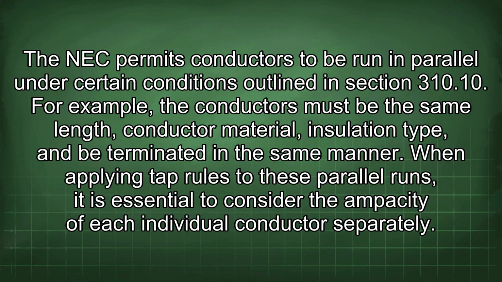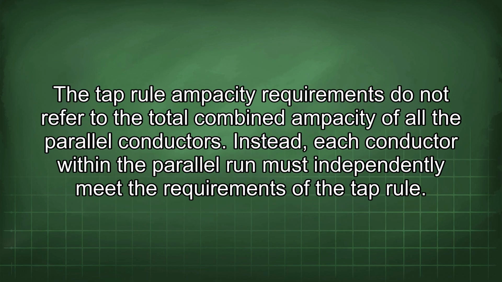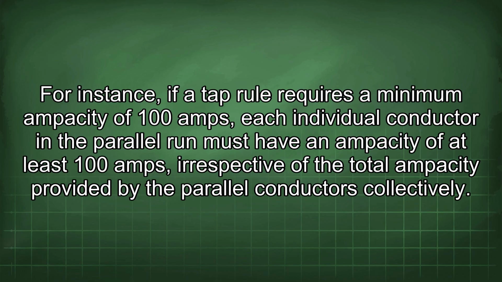When applying tap rules to these parallel runs, it is essential to consider the ampacity of each individual conductor separately. The tap rule ampacity requirements do not refer to the total combined ampacity of all the parallel conductors. Instead, each conductor within the parallel run must independently meet the requirements of the tap rule. For instance, if a tap rule requires a minimum ampacity of 100 amps, each individual conductor in the parallel run must have an ampacity of at least 100 amps, irrespective of the total ampacity provided by the parallel conductors collectively.